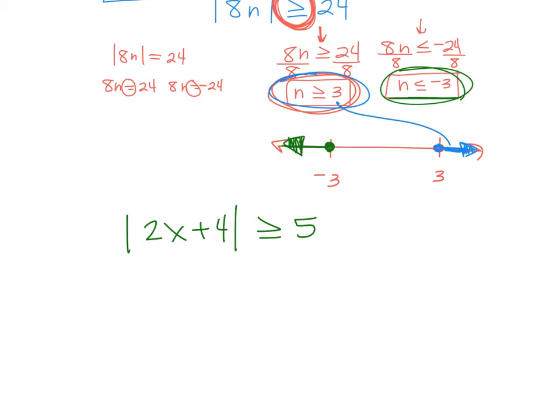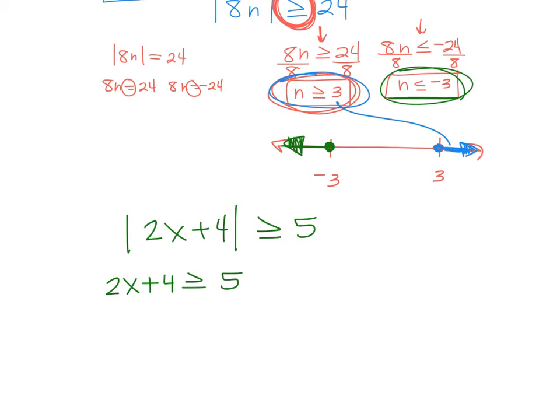So absolute value needs to be isolated. Is it isolated here? It is. Okay, so you can write your two inequalities. How do I write my first inequality? Equals, because you're going to use your symbols still. Greater than or equal to 5.